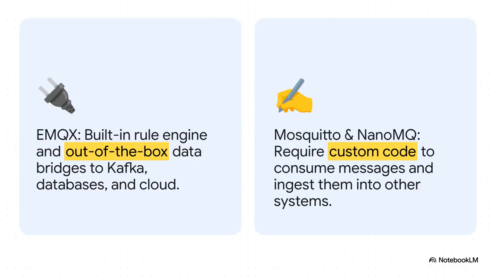And this right here is a huge one. Data integration. Getting your IoT data into other systems, like Kafka or a database, is pretty much always the next step. With EMQX, a lot of that is built in, out of the box. For Mosquitto and NanoMQ, you have to write that integration code yourself. That's the difference between a simple configuration and a whole separate development project.